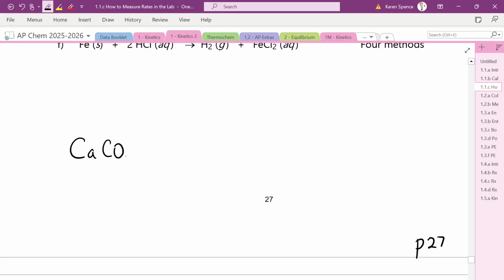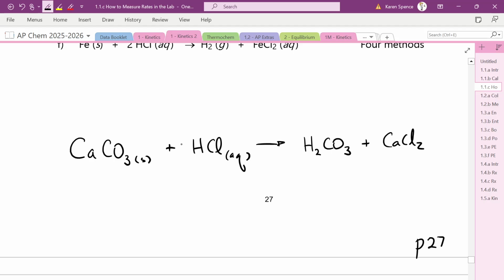Calcium carbonate, which is a solid, and I put it together with HCl, which is aqueous. And we would get from that reaction, what type of reaction is this? Double replacement, okay? So we would end up with H2CO3 plus CaCl2, and then we would have to balance it, okay?